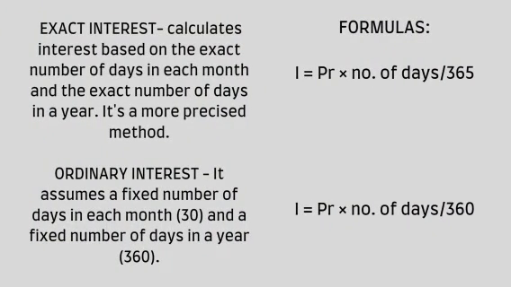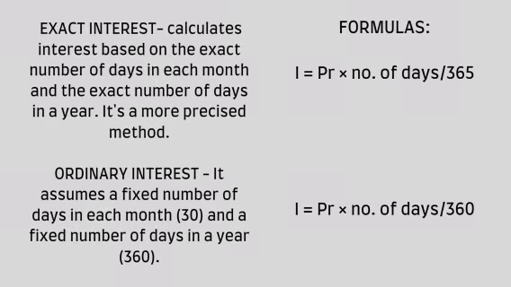So let's define them. Yung exact interest, ayon dito, ito yung interest na kinakalculate base sa eksaktong number of days sa bawat buwan at taon. So therefore, this is more precise and accurate method compared sa ordinary interest. Sa ordinary interest kasi, inaasahan dito yung fixed number of days sa bawat buwan at taon. Sa formula naman, halos pareho lang sila na iba lang sa number of days sa isang taon.